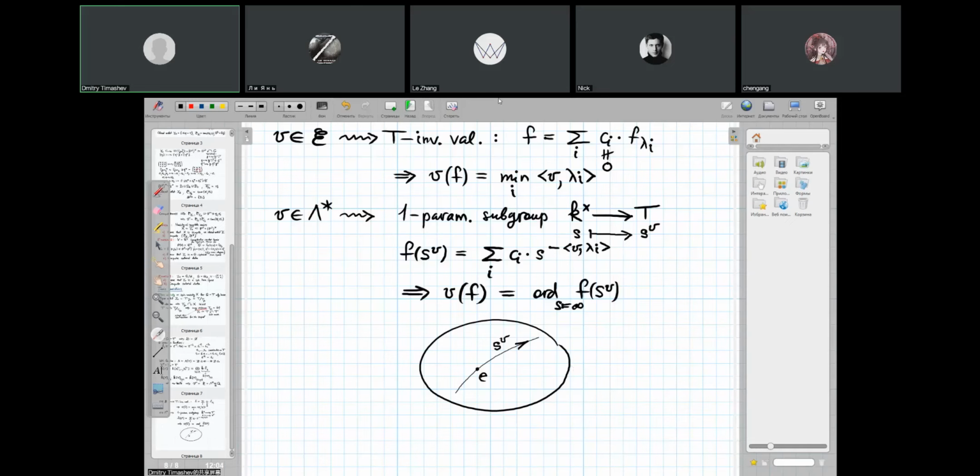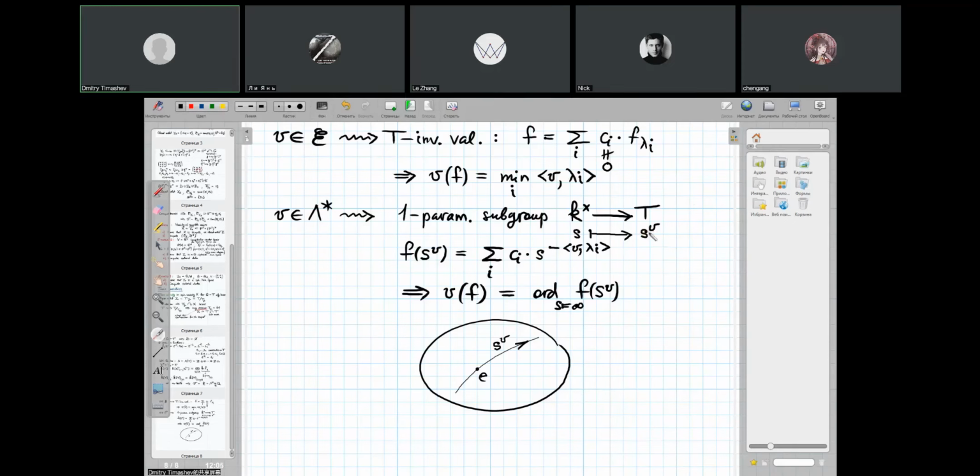Well, yeah. Oh no. I know what it is. Oh no, the one-parameter subgroup is determined by V. Oh, I see. Yeah, actually, we already used this notation.